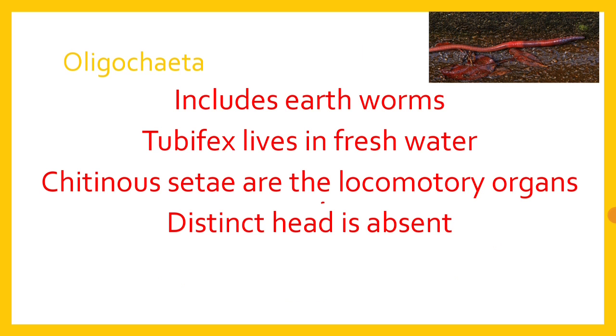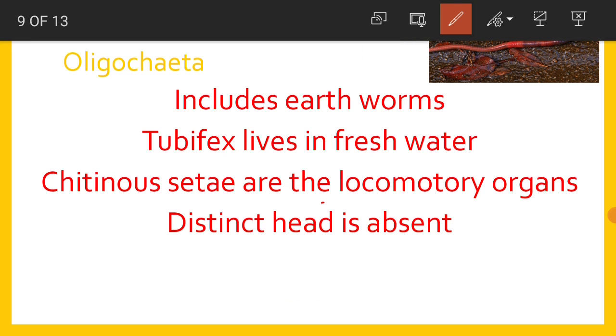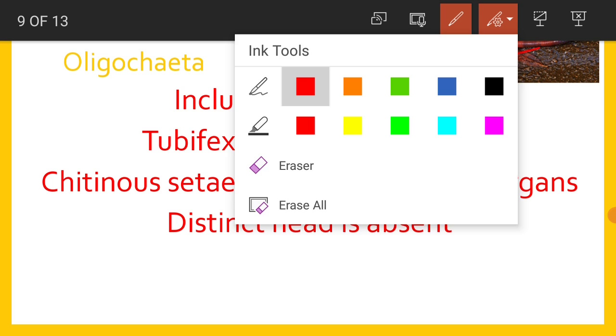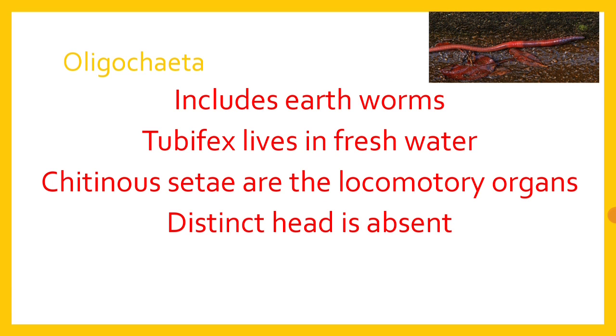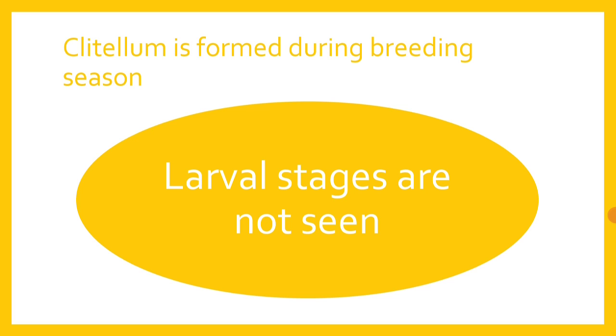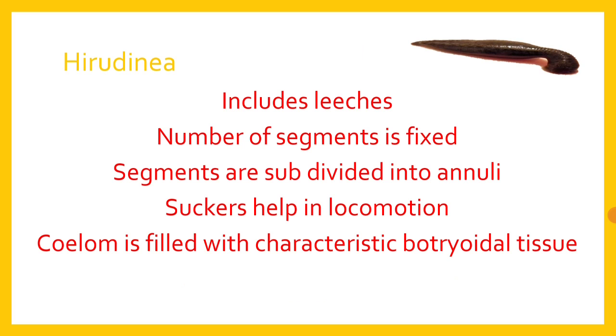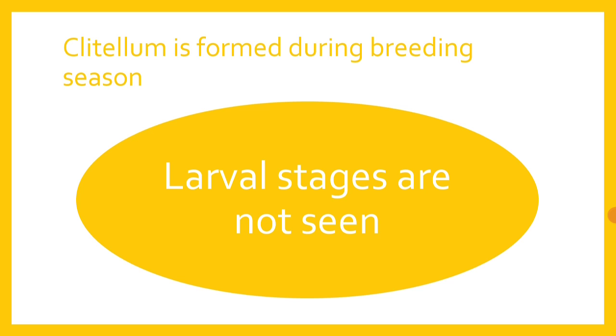And here we can see one ring-like structure in this earthworm, that is called clitellum. So clitellum is the structure that is found in this earthworm, and it is formed during breeding season, of course, and it secretes egg case or cocoon, and the larval stages are not seen in oligochaeta. Best examples are earthworms like Megascolex, Pheretima posthuma, Drawida grandis, like that.